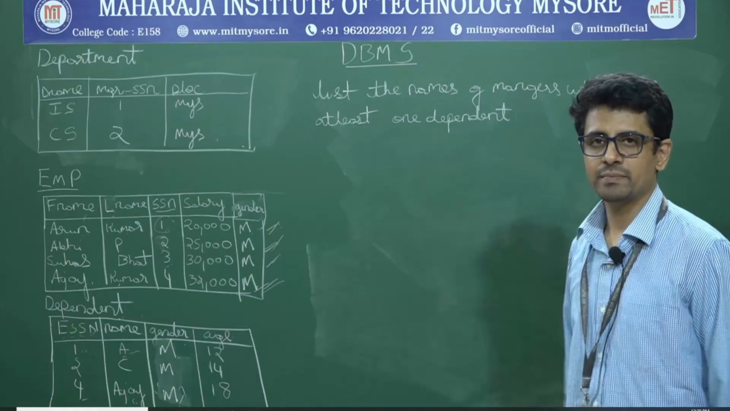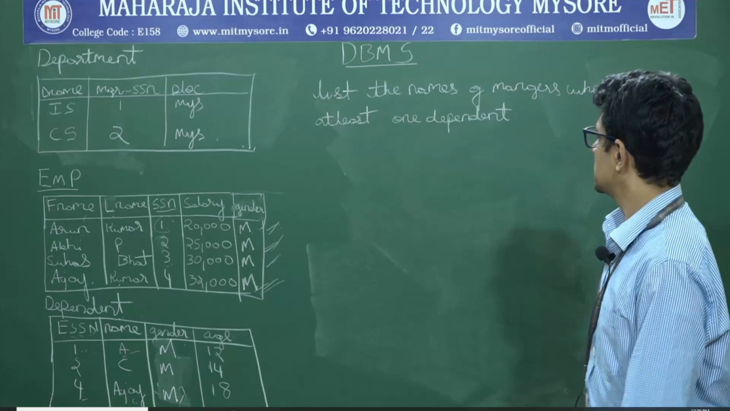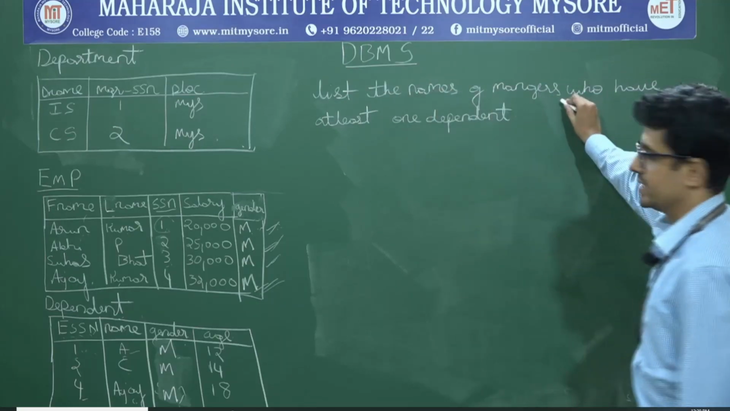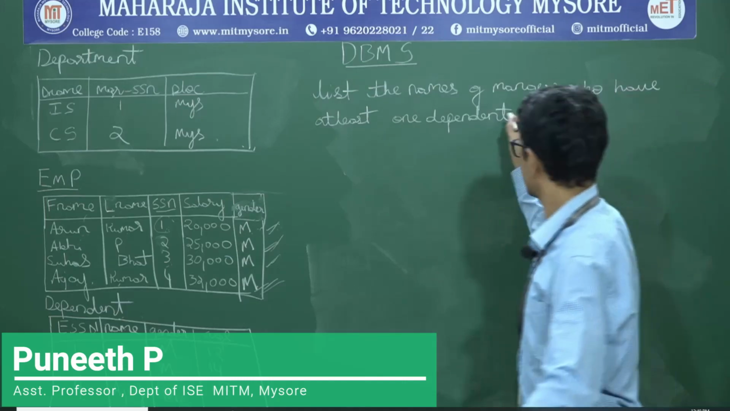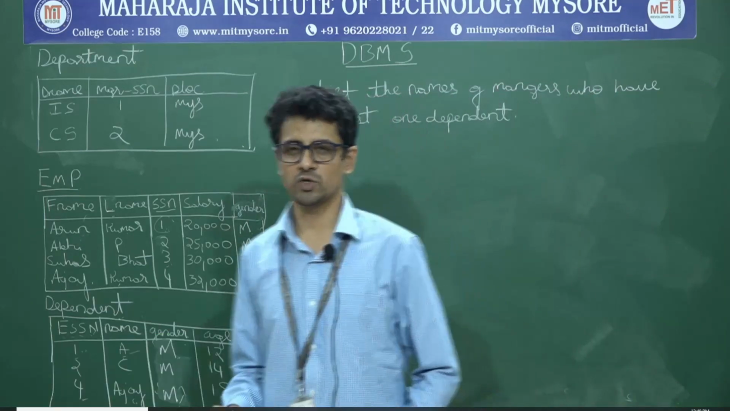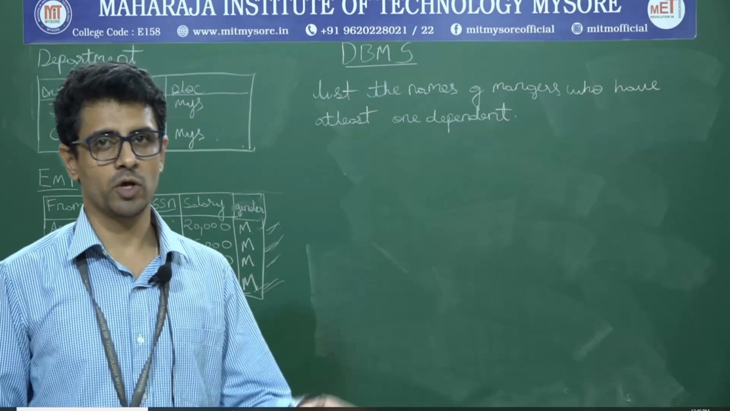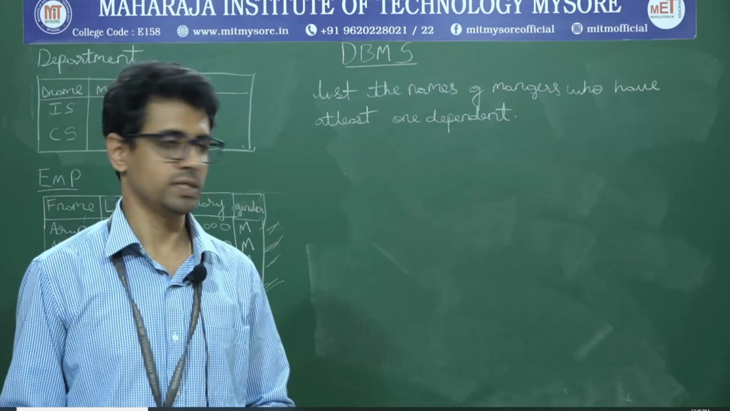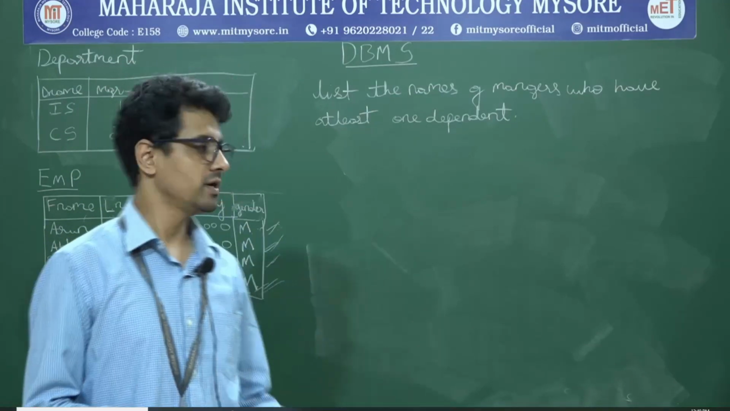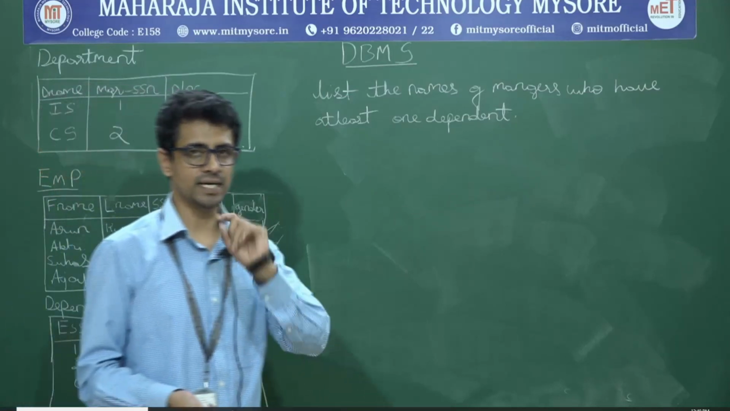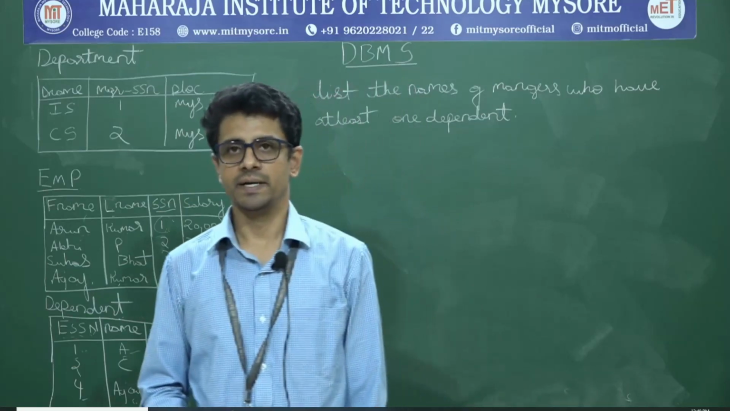Now we will see one more example of how EXISTS and NOT EXISTS can be used. List the names of managers who have at least one dependent. Previously the question was only for employees who have a dependent and employees who don't. Now, list the names of managers who have at least one dependent. At least means the value of SSN is present in the dependent table.